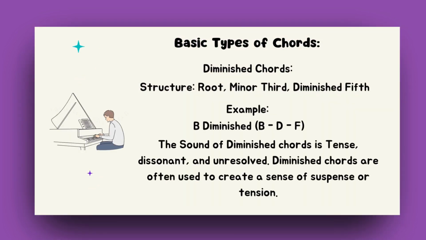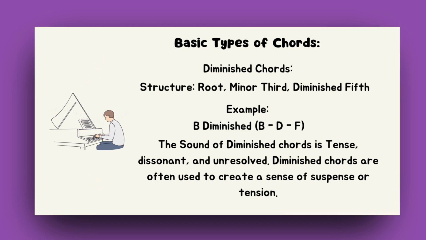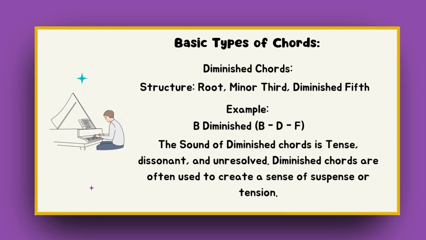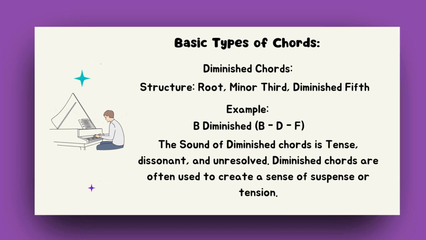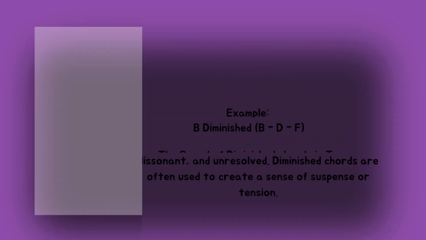Diminished chords. Structure: root note, minor third note, diminished fifth note. Example: B diminished. B diminished chord is formed with B note, D note, and F note. The sound of diminished chords is tense, dissonant, and unresolved. Diminished chords are often used to create a sense of suspense or tension.